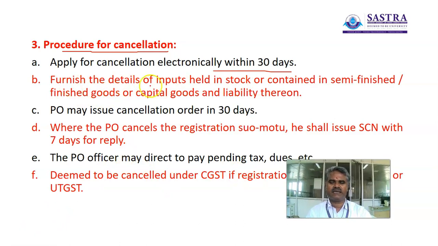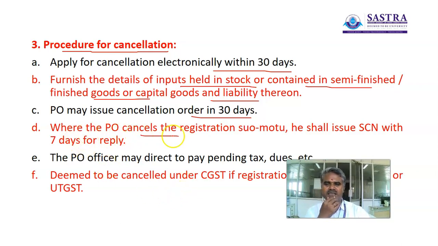And furnish the details of inputs held in stock or containing semi-finished or finished goods or capital goods and liability thereof. You have to furnish the details: what stocks you have, semi-finished work, everything you have to submit. Once you submit all the data, the proper officer may issue a cancellation order in 30 days. Already told you 3 days, 7 days, 15 days, 30 days are the time limits for the registration, both granting as well as cancellation.